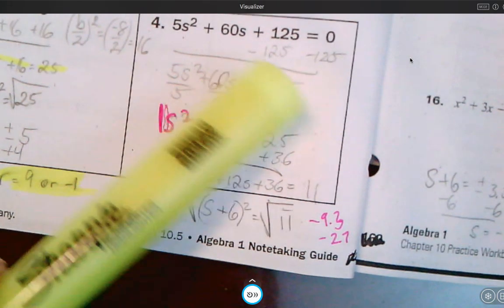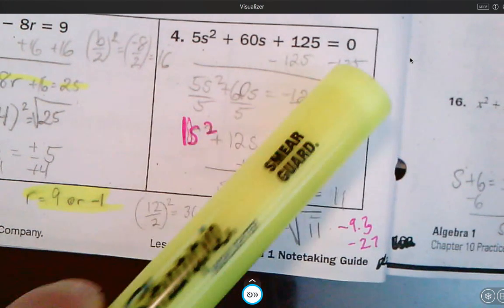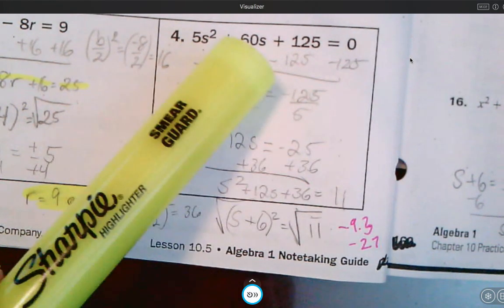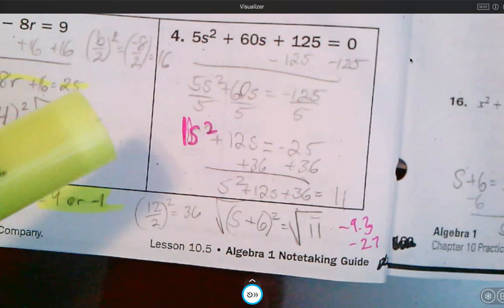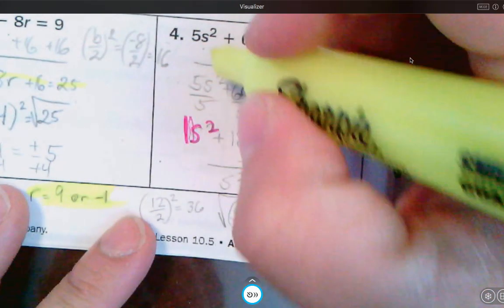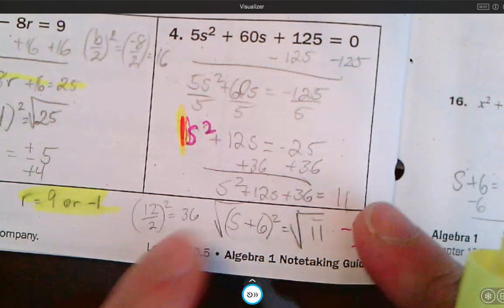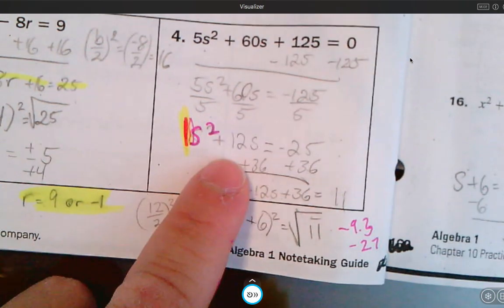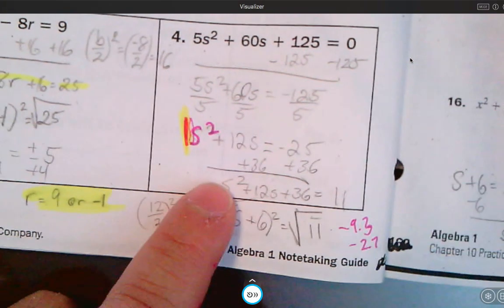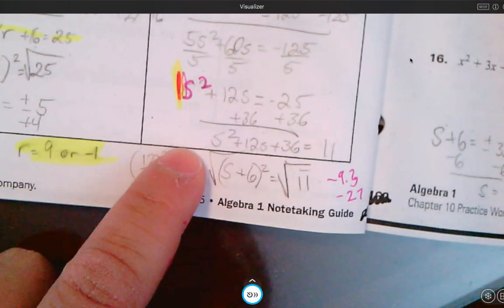This one, you push it to the right, okay? Once you push it to the right, you're good by minus 125 on both sides. This one's important because you want to have this first term be 1. So I divided everything by 5, okay? Completed the square by adding 36, no problem.